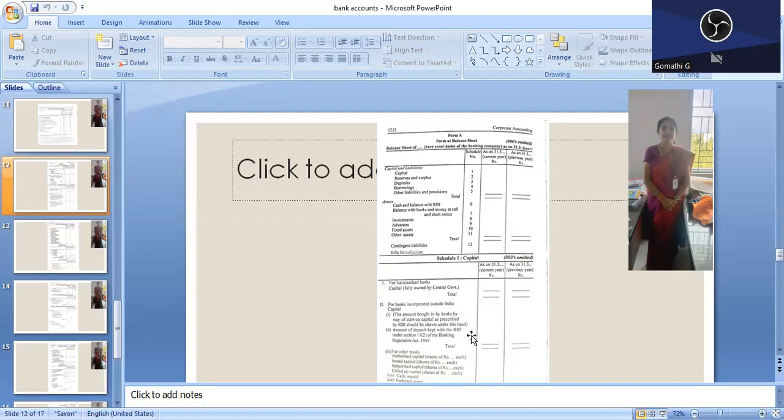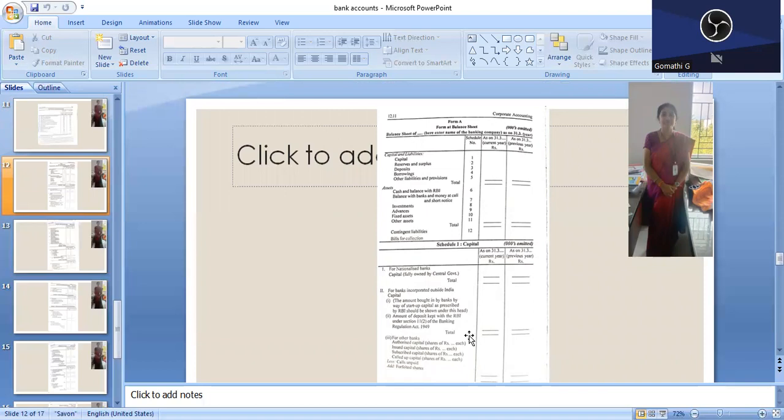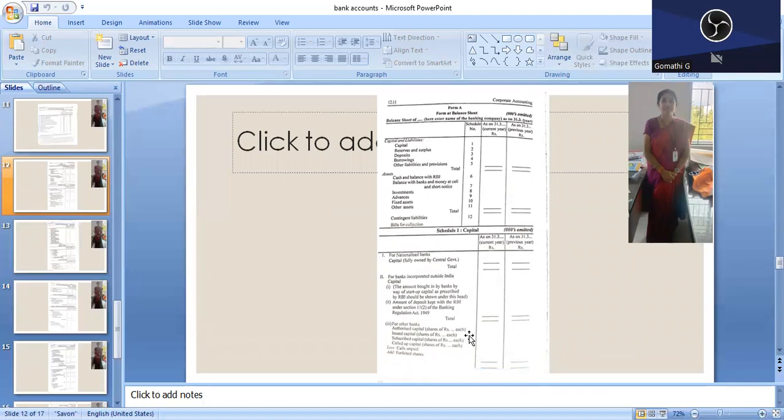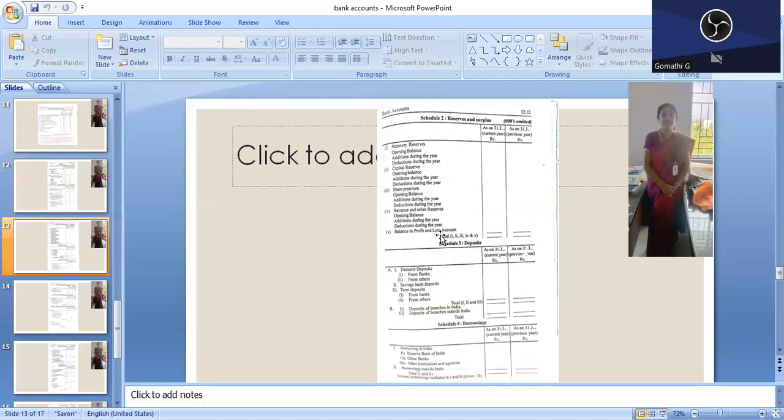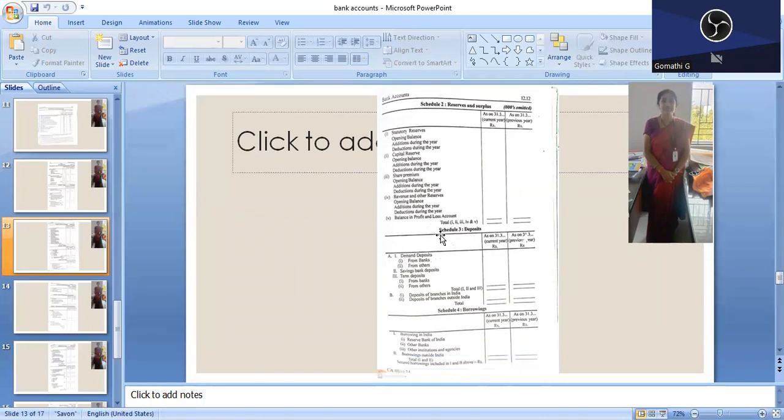First, schedule number 1, capital. For nationalized banks, and capital for banks incorporated outside India: first, Roman numeral 1 for nationalized banks, second one for banks incorporated outside India. Then some examples are given under this format. The next one is schedule number 2, reserves and surplus: statutory reserves, opening balances, additions during the year, deductions, capital reserve, share premium, and other reserves.